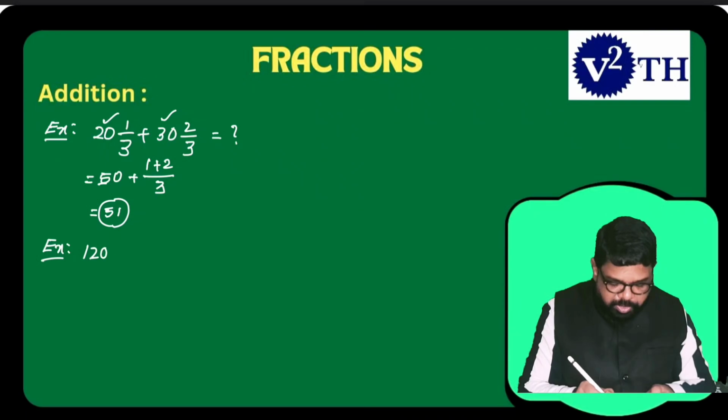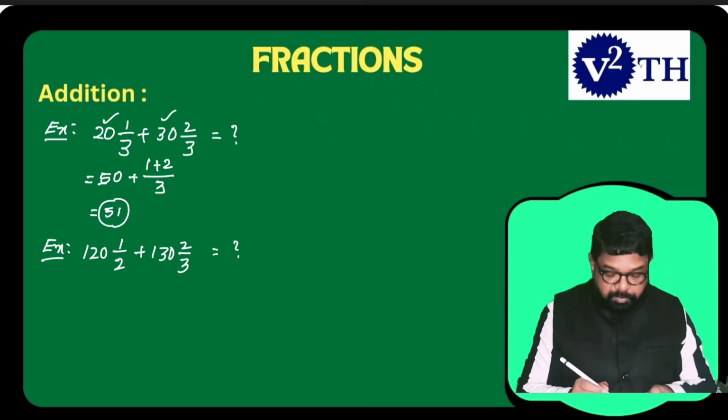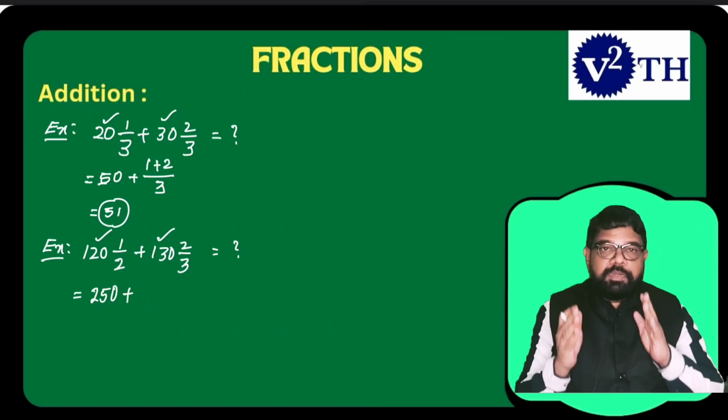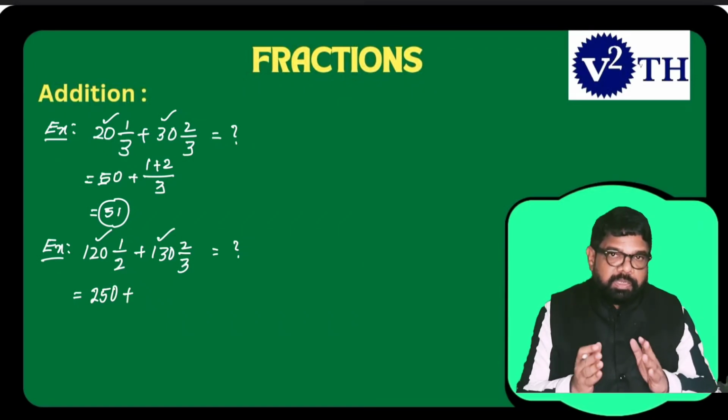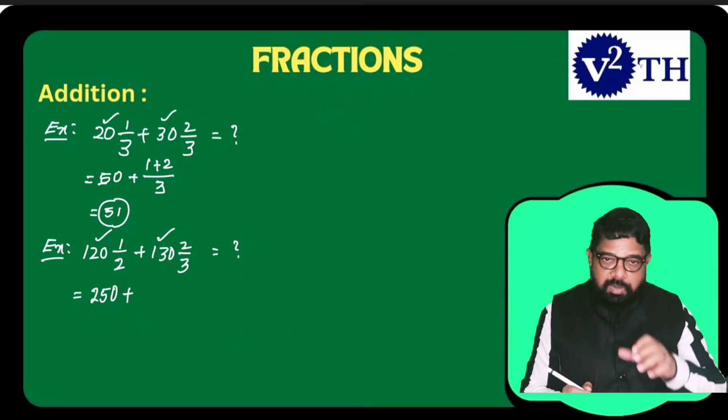Let it be 120 1 by 2 plus 130 2 by 3. So how can you simplify this? First you take the addition of integers: 120 plus 130, 250. That you have to write as 250 plus. Now 1 by 2 plus 2 by 3, the fractions.